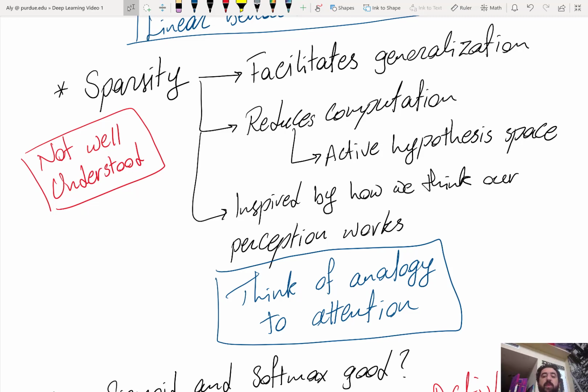Now, this is also inspired by how we think our perception works, right? When I look at some picture, we think that the way we do that is that we focus our attention on only a small part of that picture by identifying where the patterns are, right? So I see only the part that's interesting to me in that picture. Okay, now let's go back to the first thought.